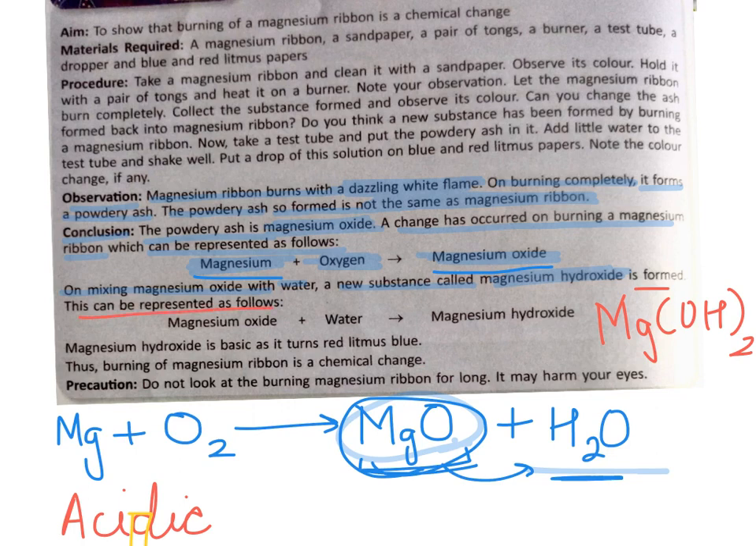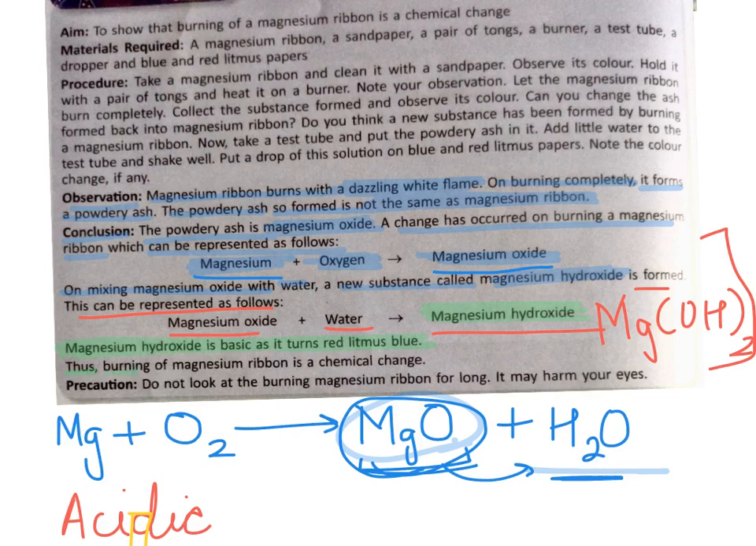This is represented as follows. When you react this magnesium oxide with water, magnesium hydroxide will form. This section of the reaction or this activity belongs to the chapter on acids, bases and salts. So after reading that chapter, you will be more confident about this topic. Okay, let's proceed. Magnesium hydroxide is basic as it turns red litmus blue. So as it is turning red litmus blue, it indicates that magnesium hydroxide is basic in nature.